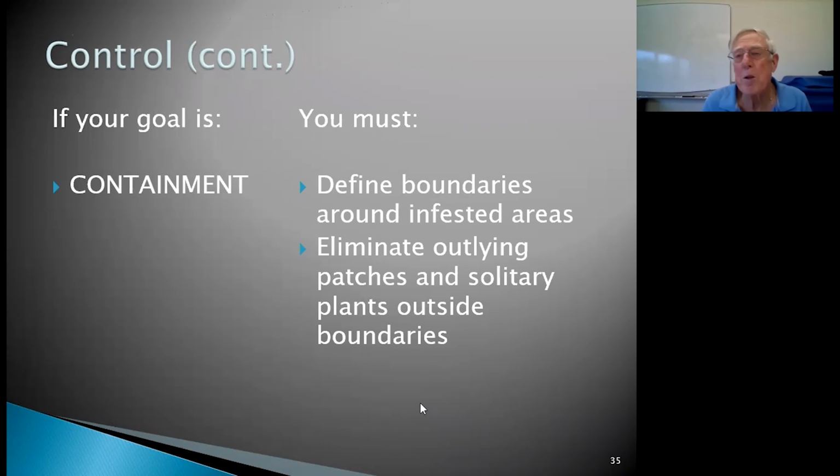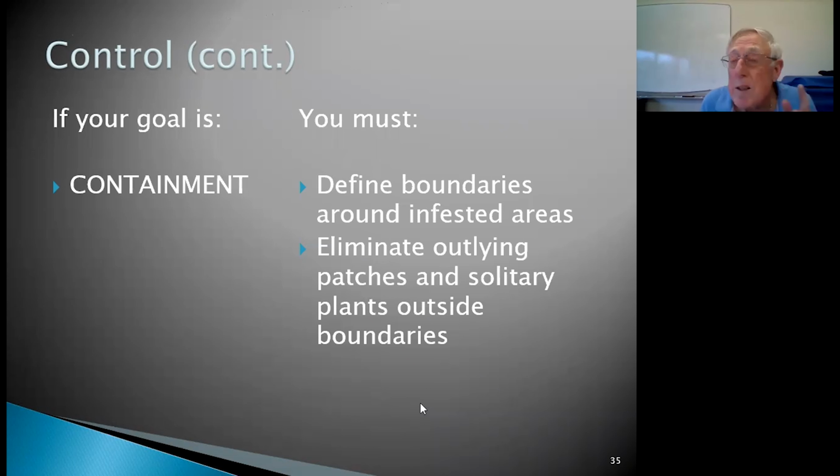It's just the back part that has a lot of star thistle in it, and you're fine with that. I don't care. It's good, as long as it stays over there, it's all right. If that's the case, then you need to define the boundaries around the infested areas and basically tell the star thistle, hey, I'm good with you growing on that side of the line. Cross the line, I'm going to kill you.